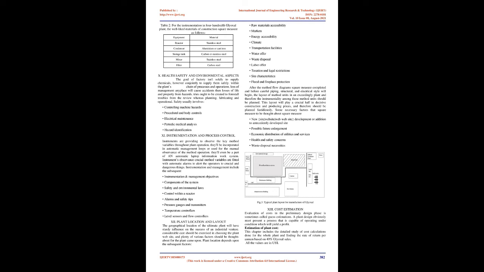Instruments are provided to monitor the key process variables during plant operation. They can be incorporated in automatic control loops or used for the manual monitoring of the process operation. They can also be part of an automatic computer data logging system. Instruments monitoring crucial process variables are fitted with automatic alarms to alert the operators to critical and dangerous situations. Instrumentation and control include the following: plant location and layout.